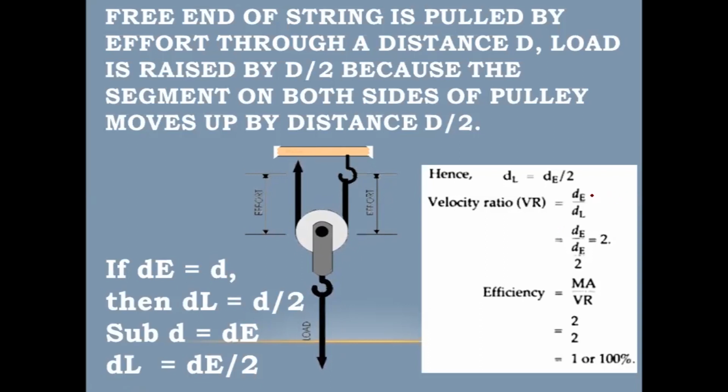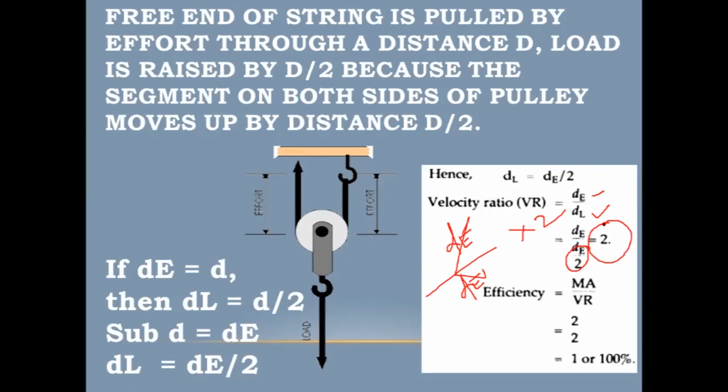You are substituting dE as dE and you are substituting dl as dE by 2. So what will happen here? It becomes dE divided by dE into 2. So what will happen? This dE and this dE would get cancelled, and what I will get at last would be just 2. So our velocity ratio also becomes 2.